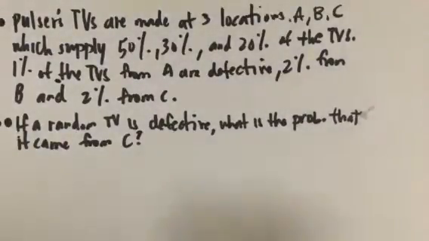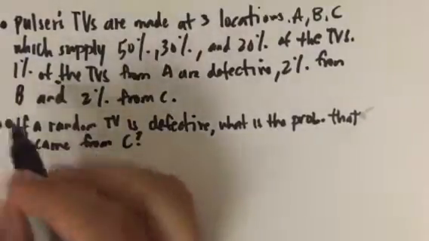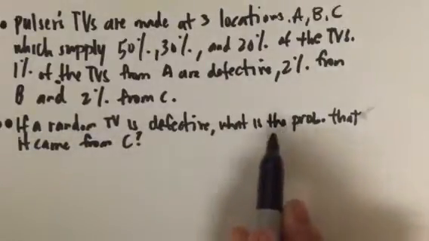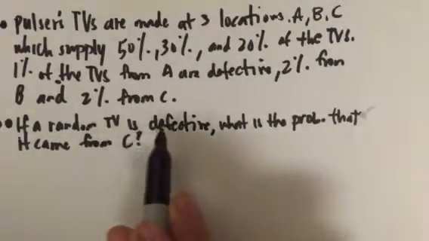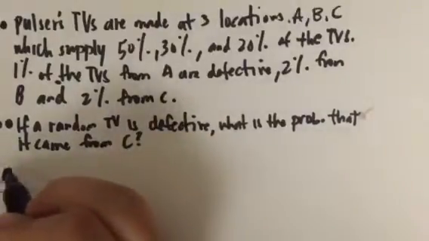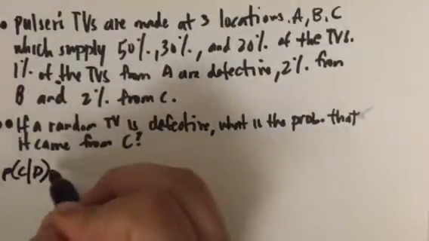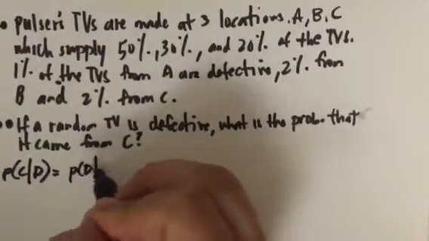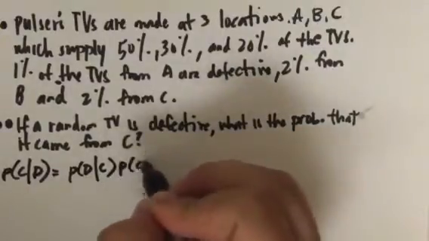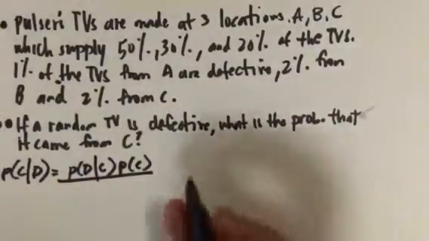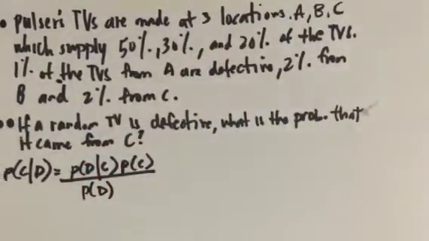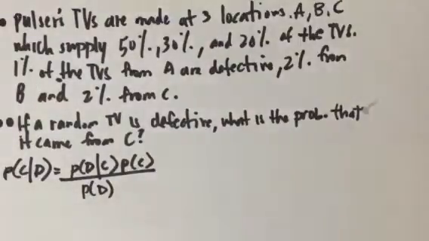So for Bayes' theorem, we just write out what the question is asking, which is the probability that it came from C given that the TV is defective. So it will be the probability of C given D, which is equal to the probability of D given C, times the probability of C, over the probability of D. So this is the translation step, and finally we get to solve the problem.